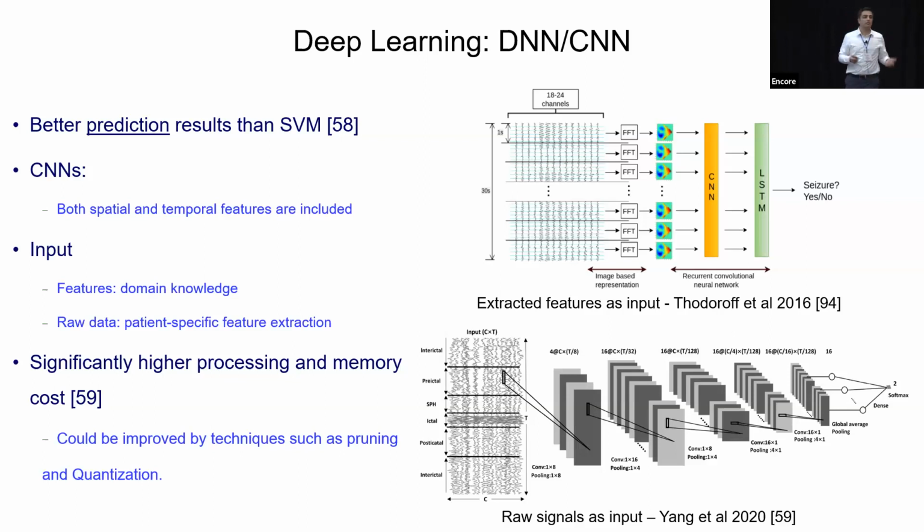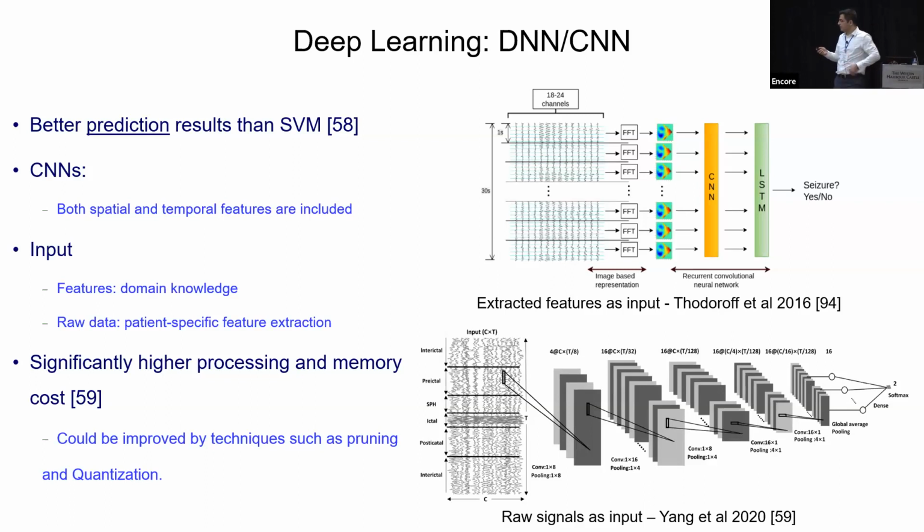All of these advantages come at the expense of computational cost. Deep neural networks, especially convolutional neural networks, require a lot more resources in terms of power consumption and memory than machine learning classifiers.